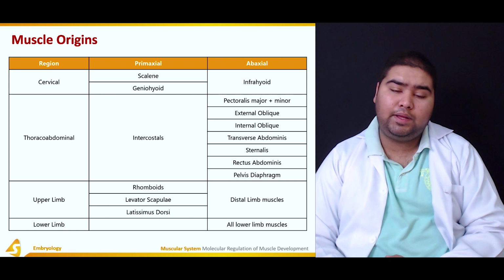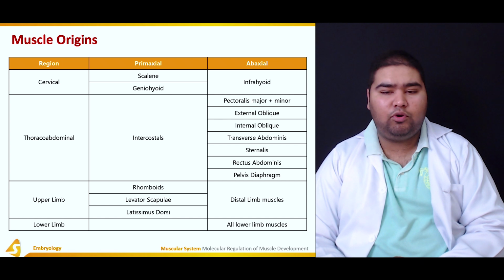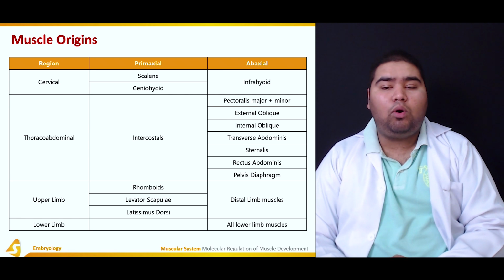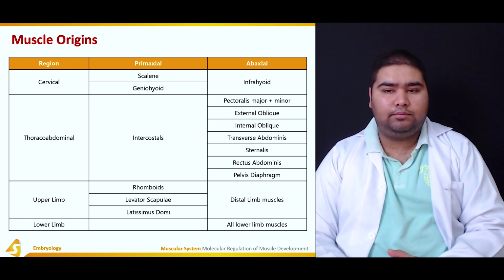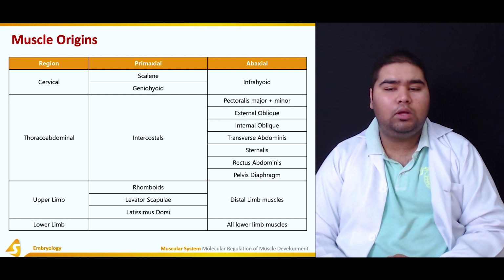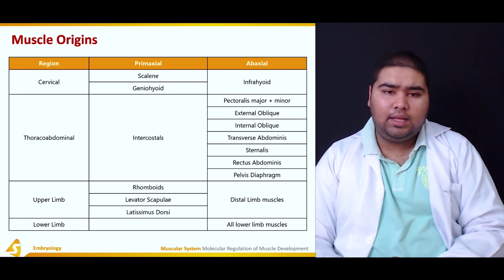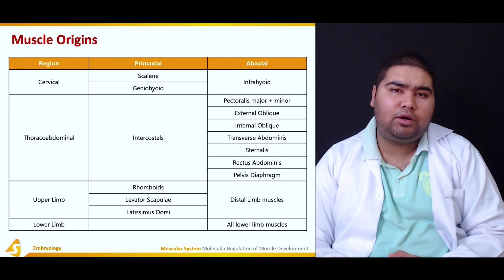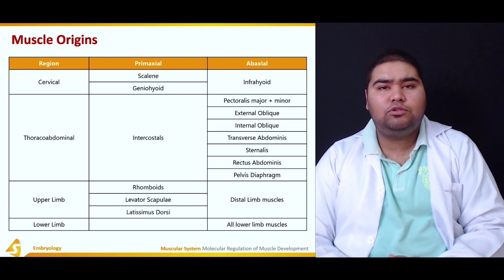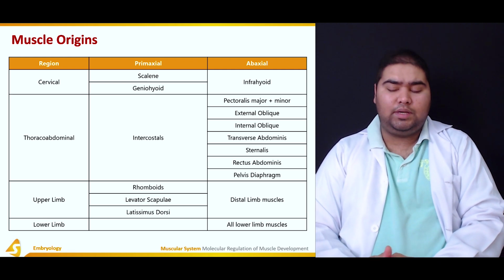Now, the muscles of the upper limb that originate from the primaxial domain are the rhomboids, the levator scapulae, and the latissimus dorsi. All the distal limb muscles originate from the abaxial domain. And all of the lower limb muscles originate from the abaxial domain. This is a very important slide which gives you an idea how the muscular development throughout the body takes place. I'll recommend you to try to memorize it so that you have a clear picture of what happens during development in your mind.